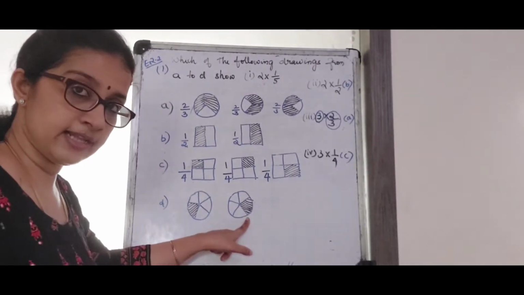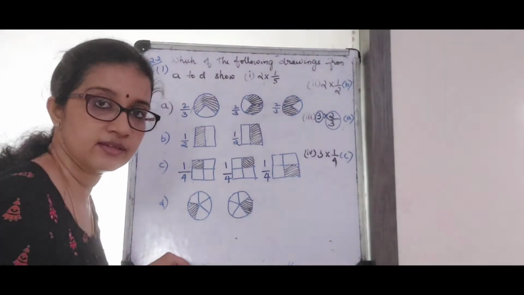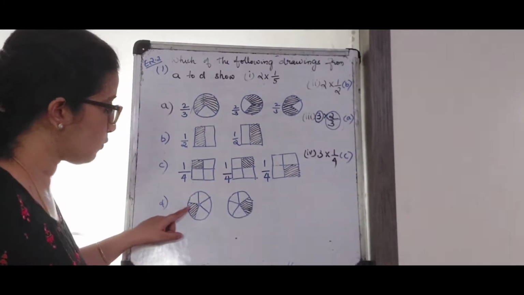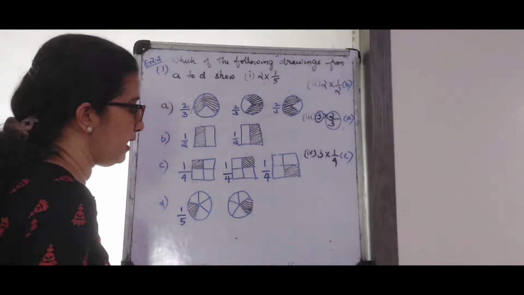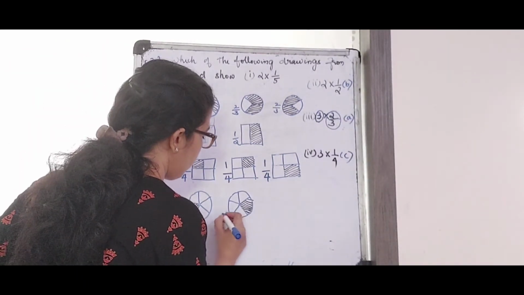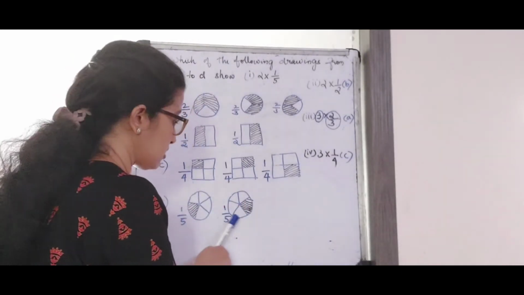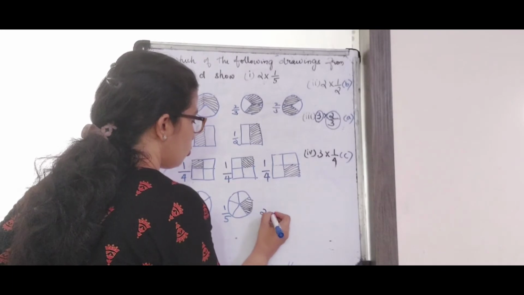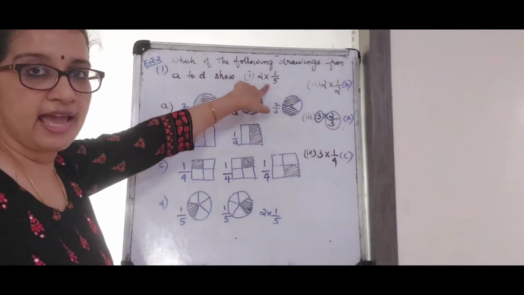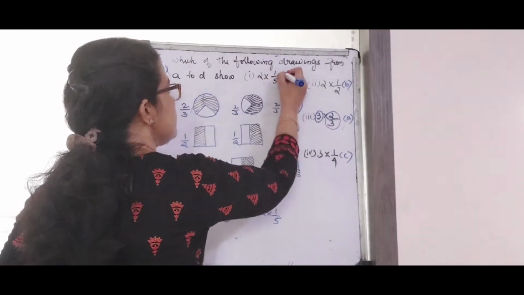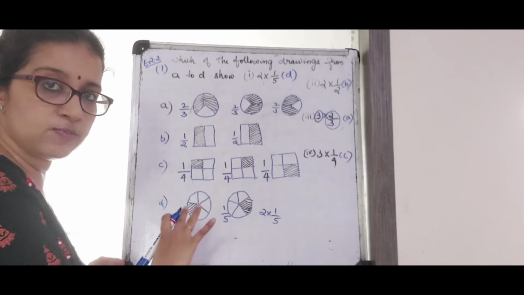There are 2 circles. Each has been divided into 1, 2, 3, 4, 5 parts, and out of those 5 parts, 1 has been shaded. Here also out of 5 parts, 1 part is shaded. And how many circles are there? 2 circles. So 2 into 1 by 5. Is there a 2 into 1 by 5? Yes. So this is D. You understood how to do this problem?